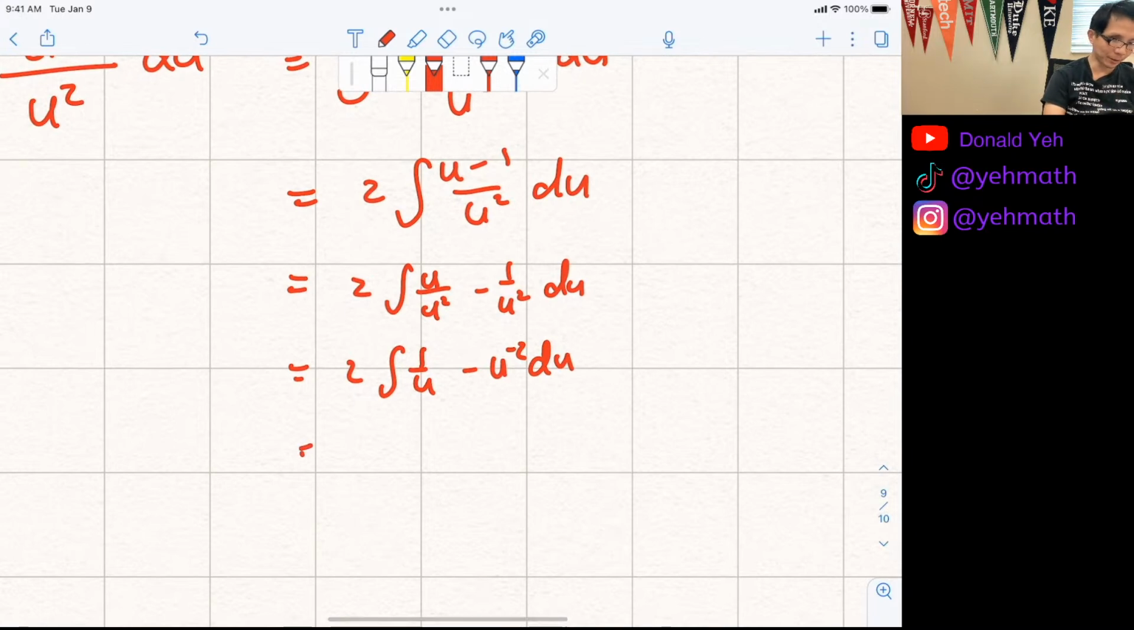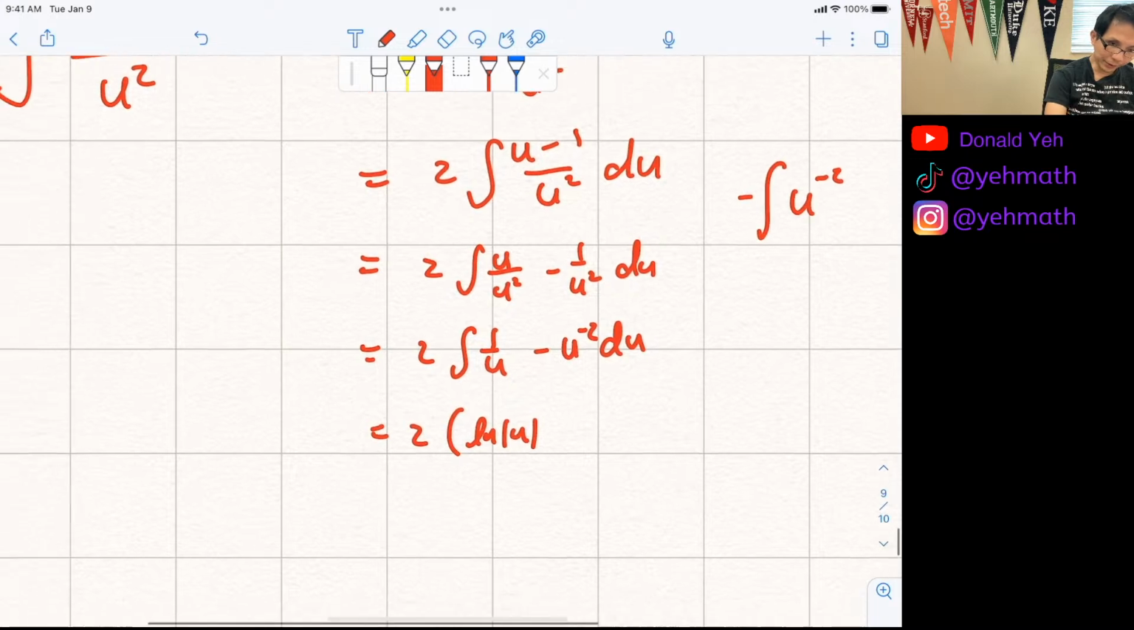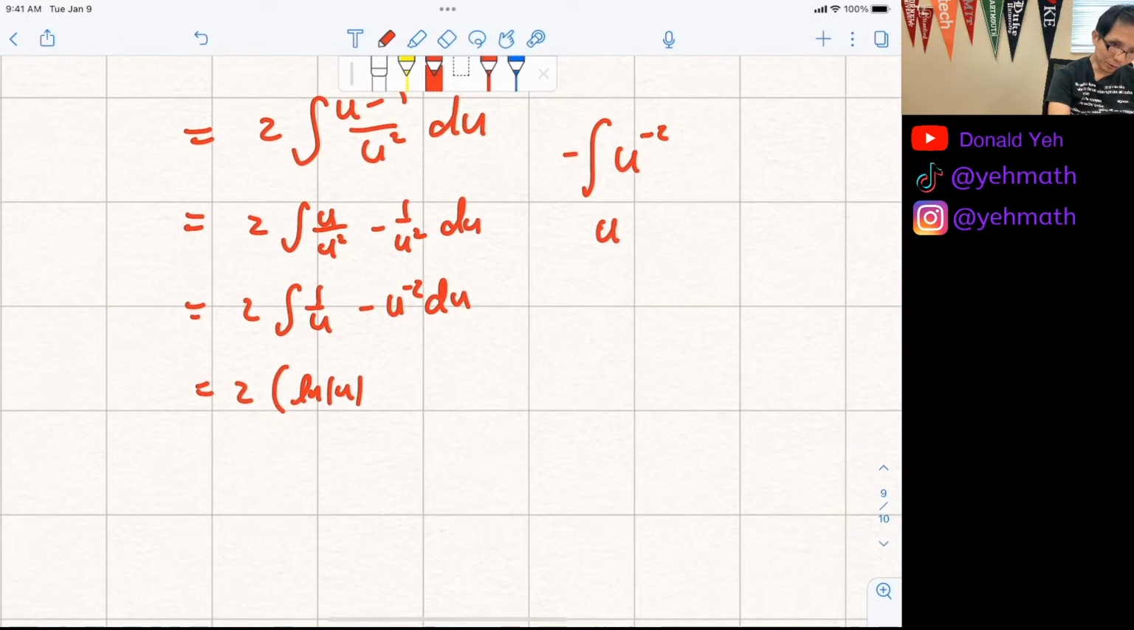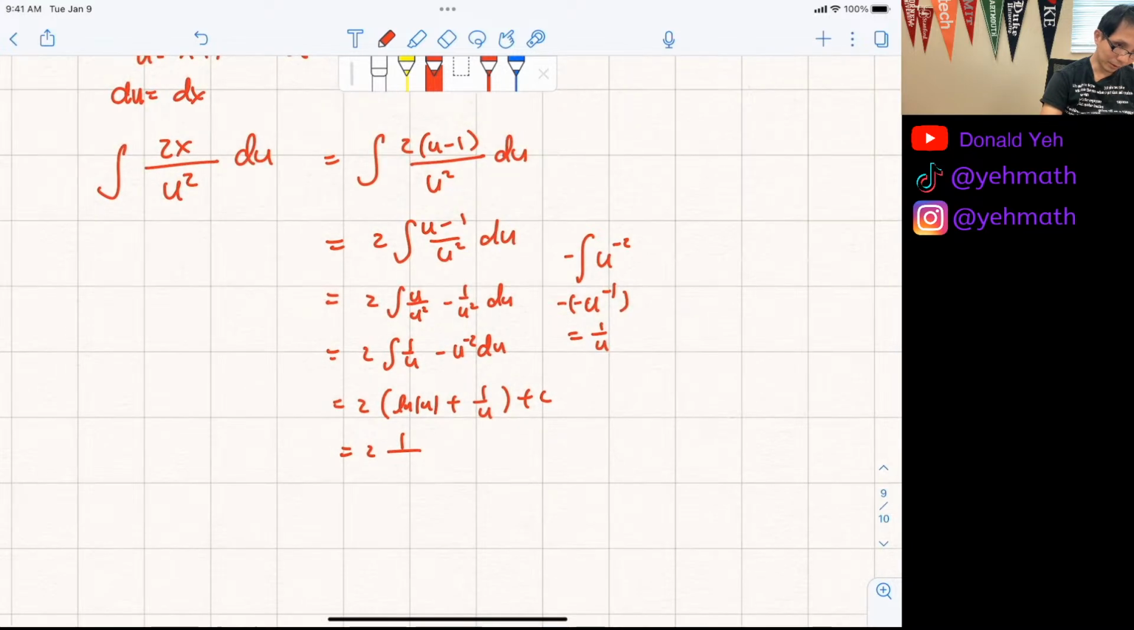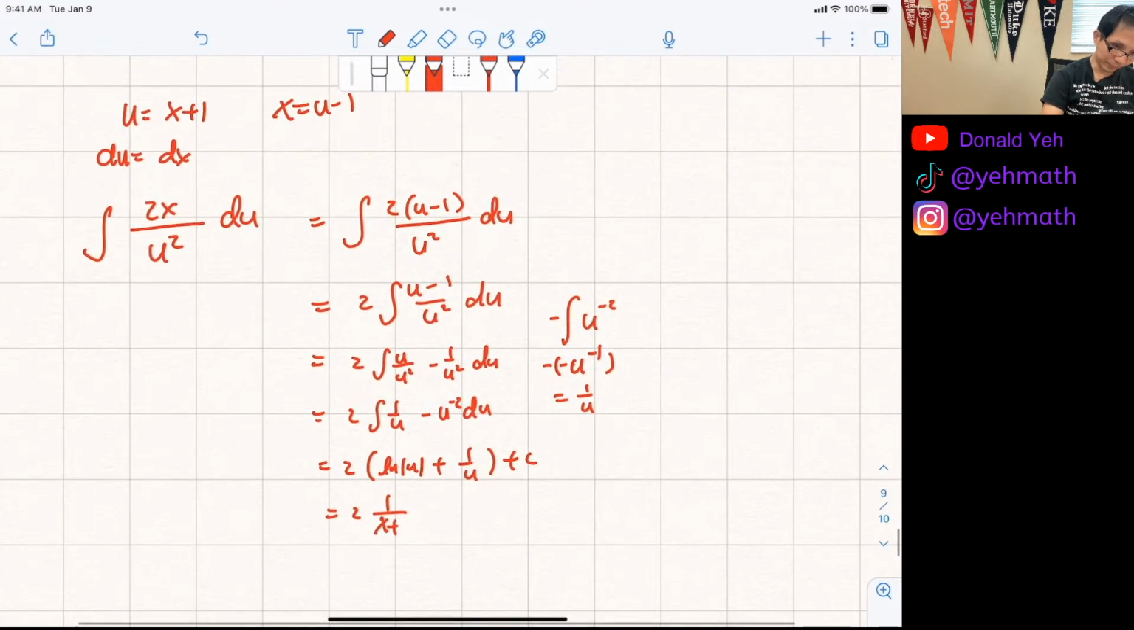That's the hardest part of it. Then I'm going to integrate the 1 over u, so it'll be natural log of u. And the integration of u to the negative 2 is going to be u to the negative 1 times negative, so it'll be 1 over u. So it'll be plus 1 over u and plus c. And that's 2, 1 over x plus 1, plus 1 over x plus 1, and 2 here, plus c.